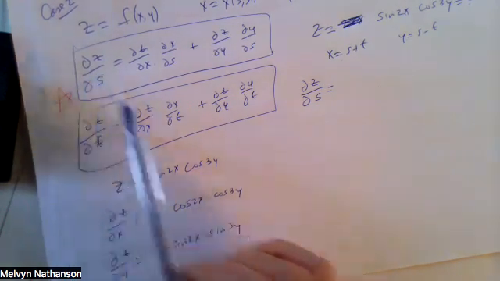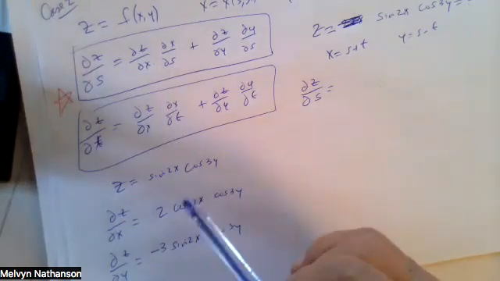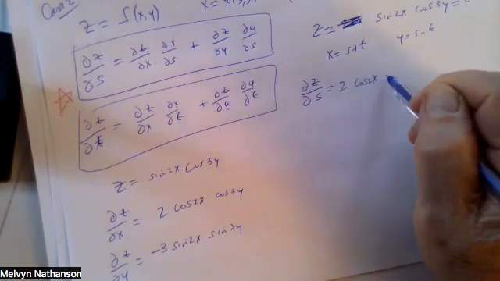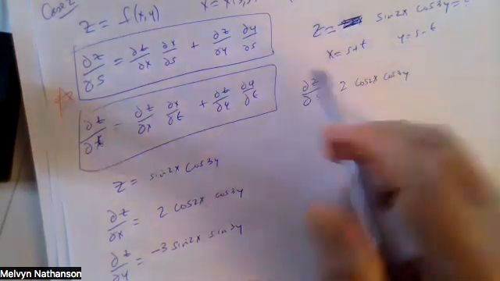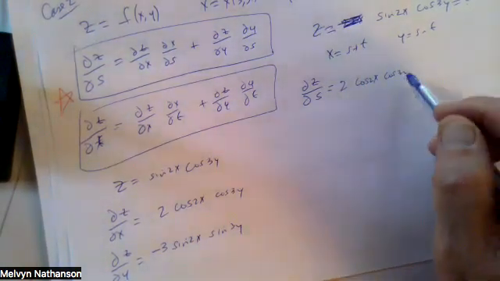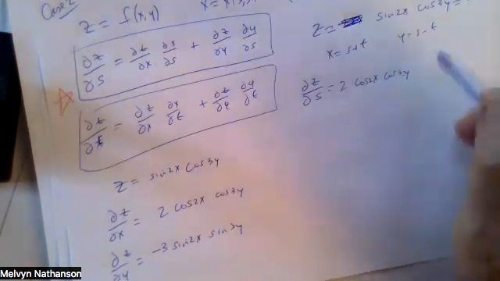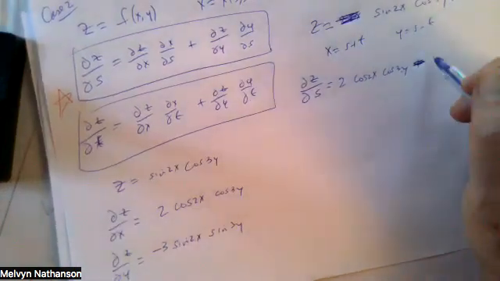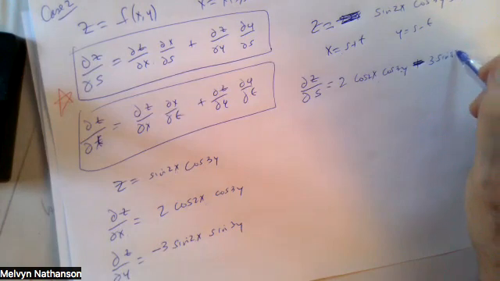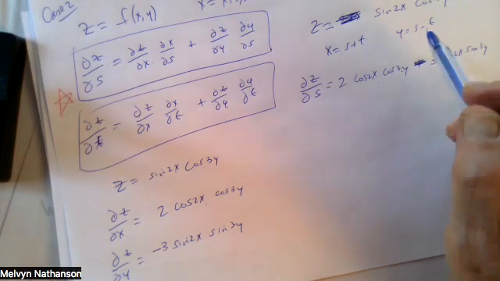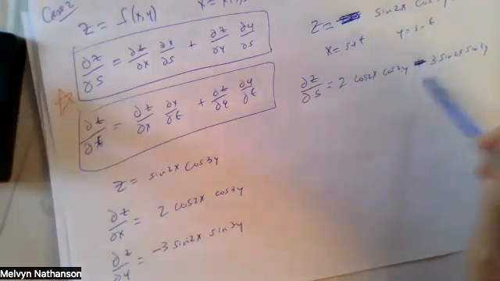So the partial of z with respect to s is the partial of z with respect to x, 2 cosine 2x cosine 3y, times the partial of x with respect to s, which is 1, right? Plus the partial of z with respect to y, that's minus 3 sine 2x sine 3y, times the partial of y with respect to s, which is 1.